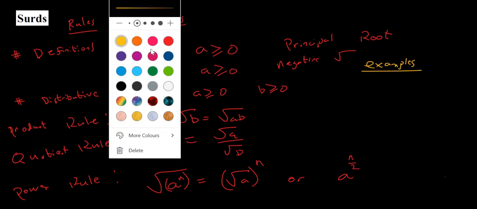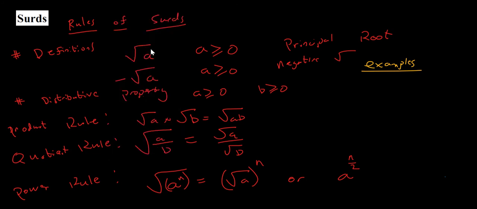And let's use bold. Okay, so for the product rule, if we have the root of 2 multiplied by the root of 3, this can be written as the root of 6.